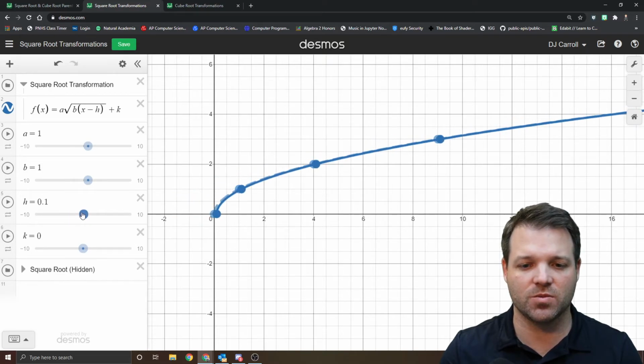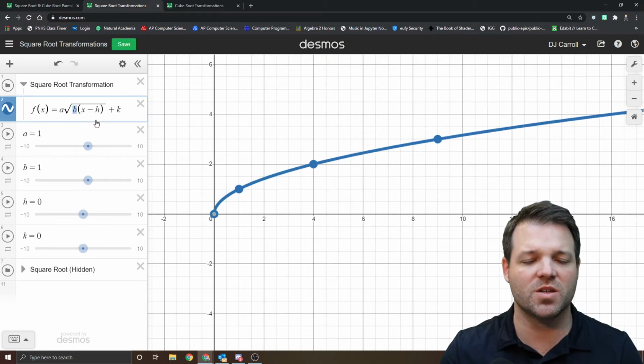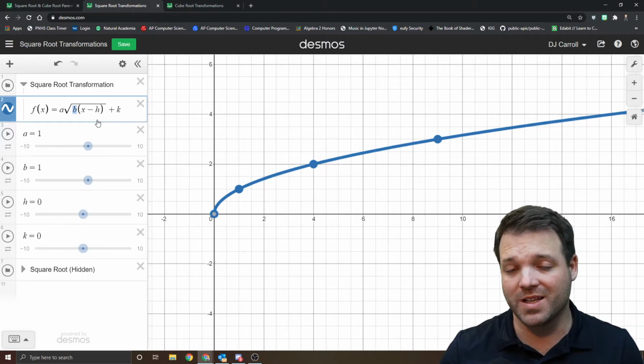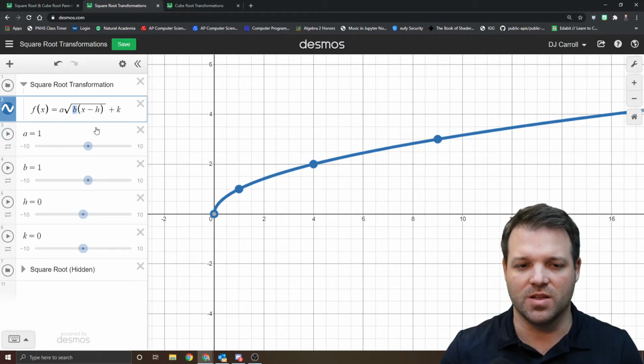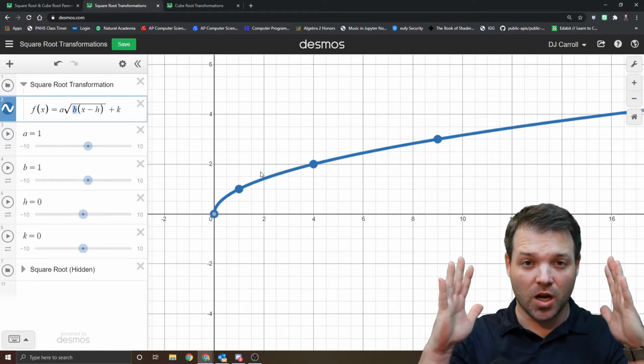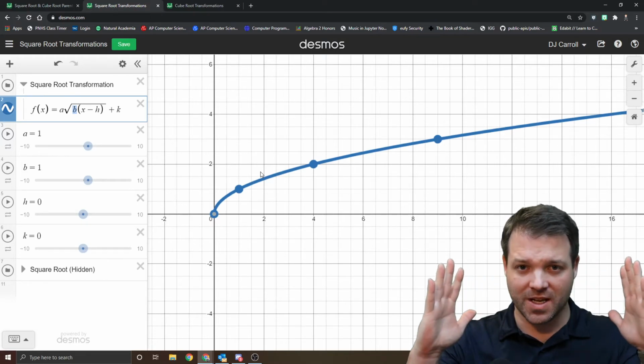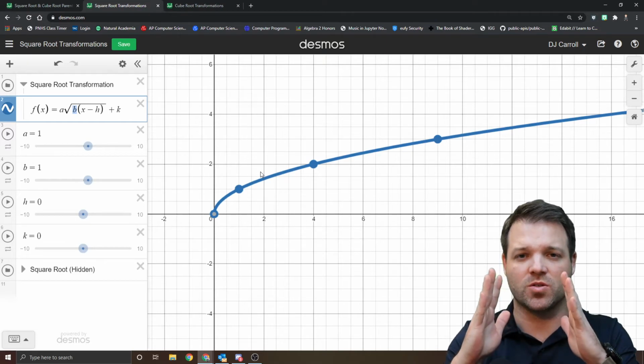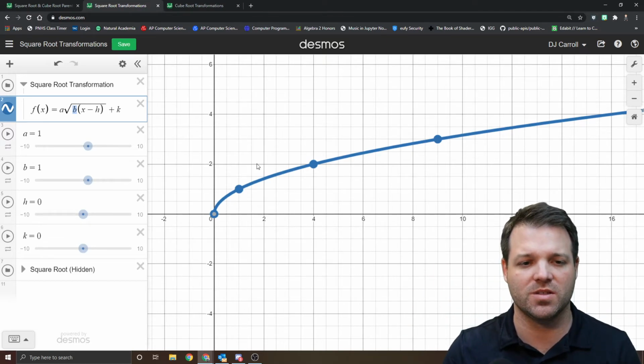All right, and then the last one I want to talk about, one that you may not be as familiar with, is going to be the b, which is a multiplier on the inside, which means that it's going to horizontally stretch and compress this function, and it's always the opposite. So as b gets bigger, it's going to horizontally compress, like this. As b gets smaller, as in fractions, it's going to horizontally stretch. Okay, so let's see that in action.